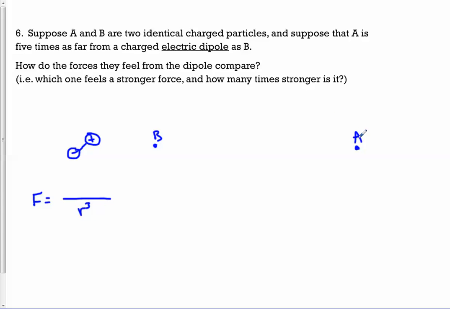So if A is 5 times as far, a 5 down here in the denominator along with the R will get cubed. That's 125. So A will feel 1/125th the force as B feels. Or you could say B has 125 times the force. It feels 125 times the force.